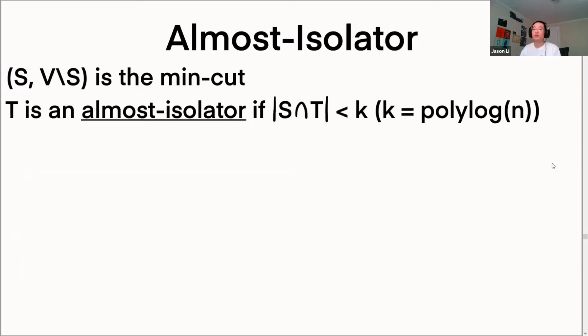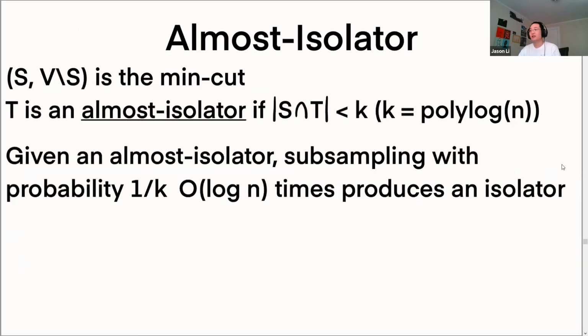So unfortunately, de-randomizing that algorithm is not as straightforward. The issue is when the sampling rate is very small, those cases are particularly hard to de-randomize. So we need a new idea. But in the case where the sampling probability is not so small, let's say T is called an almost isolator if S intersect T has not size 1, but size, let's say, polylog n.